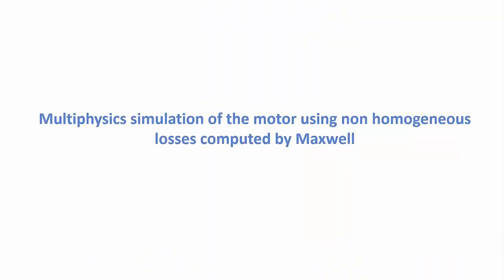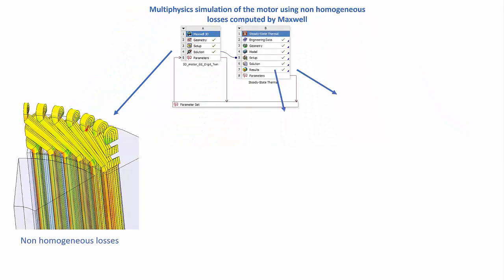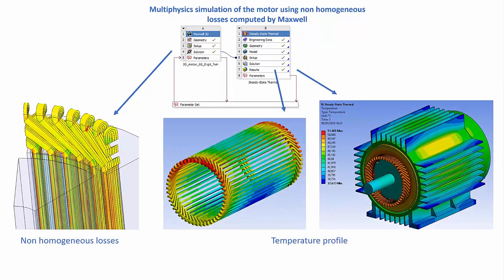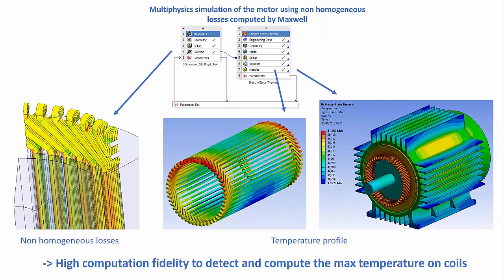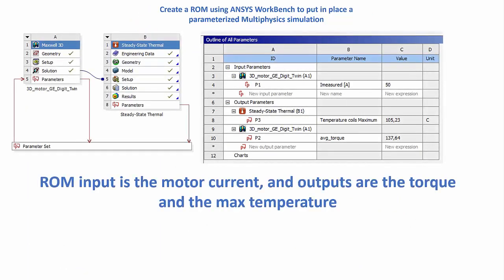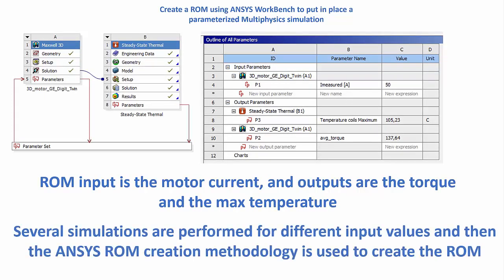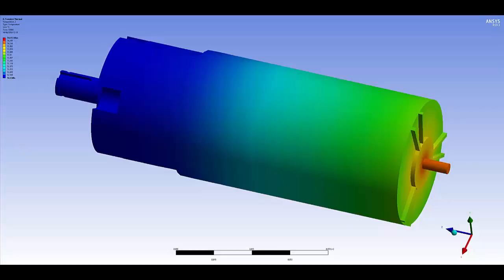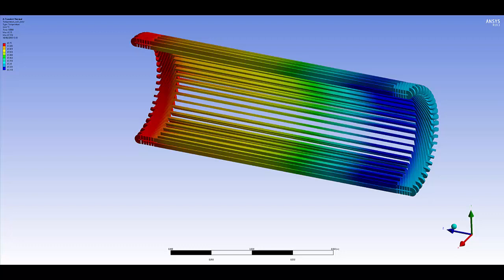We started with ANSYS Maxwell in order to do an analysis of the thermal properties of the motor. The resulting 3D physics simulation was used to detect and compute the maximum winding temperature of the motor. Next, we used ANSYS Workbench to create the reduced order model with current as input and maximum temperature as output. Here are a few of the actual 3D simulations of the motor that we created.